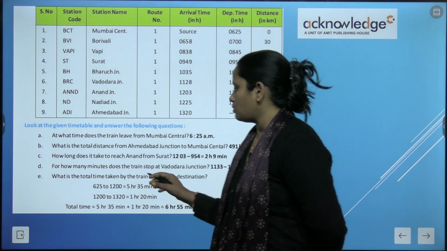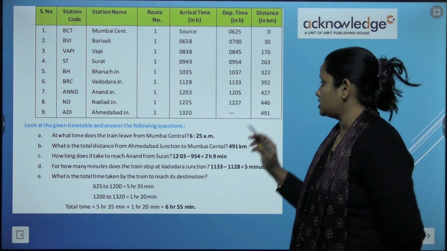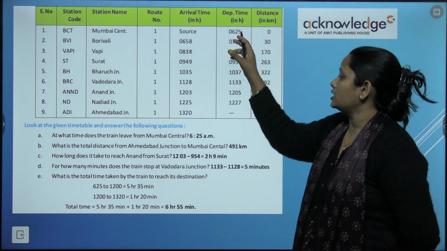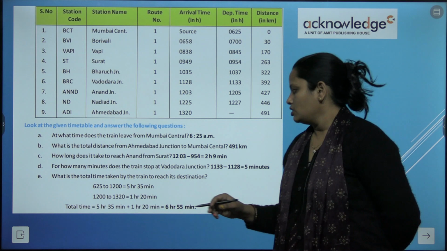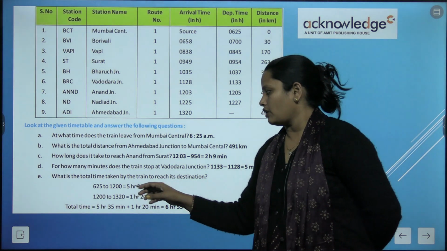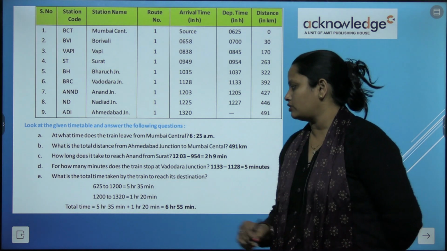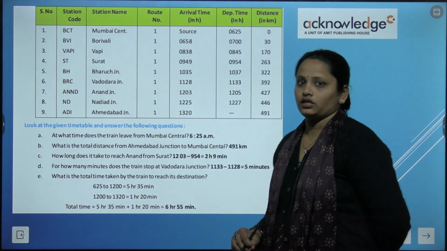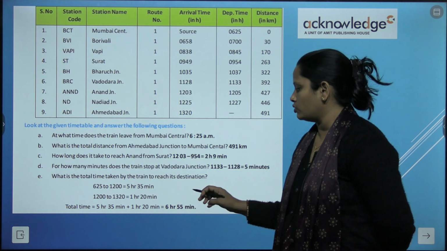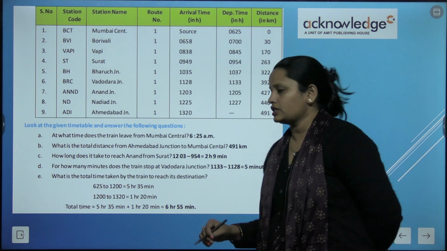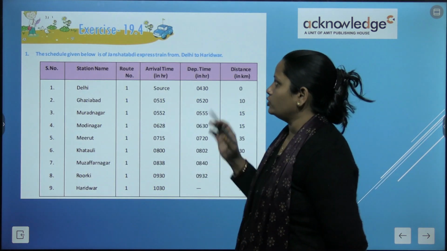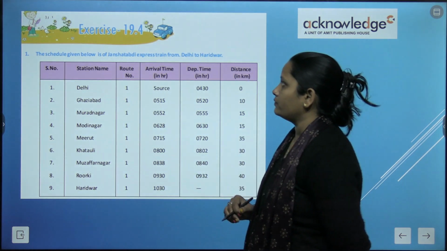What is the total time taken by the train to reach the destination? Destination पहुंचने में ट्रेन को टोटल कितना टाइम लगा है? तो हम क्या करेंगे? This will be subtracted from this. So here we can see 6:25 to 12. First we have to calculate कि 12 तक का क्या टाइम है? 5 hour 35 minutes. अब 12 से 13:20 तक हमने कैलकुलेट किया, which is 1 hour 20 minutes. अब इन दोनों को we have added, so we get the exact time, and the time is 6 hour 55 minutes. So like this we have to do this exercise number 19.3.